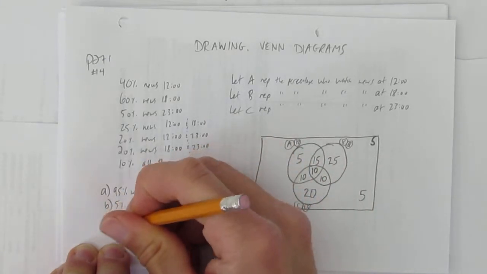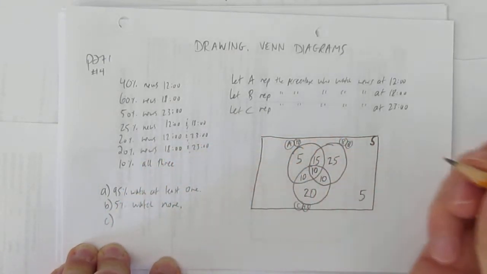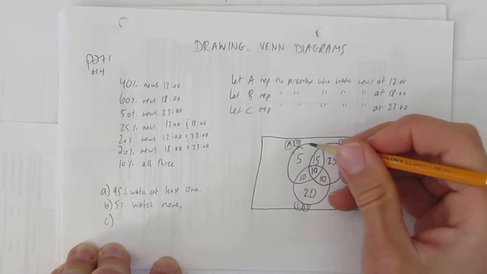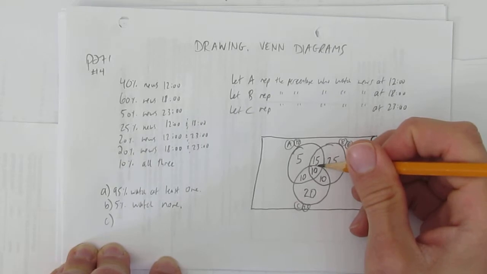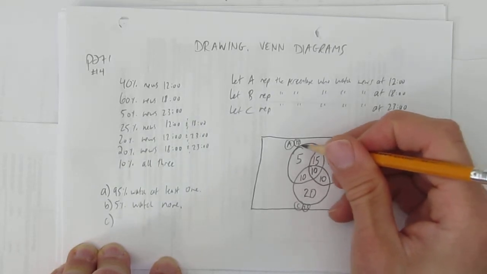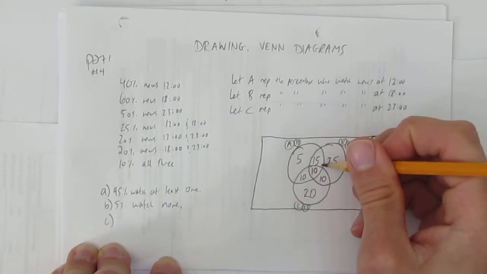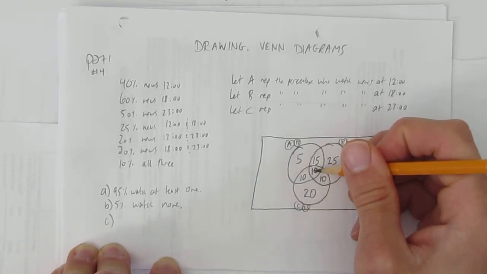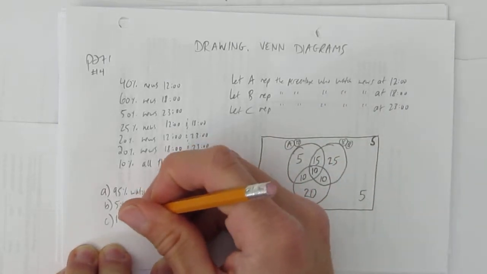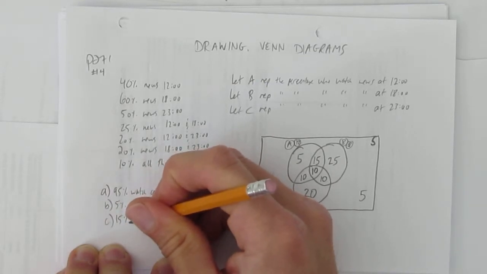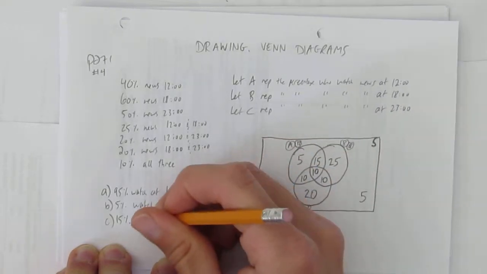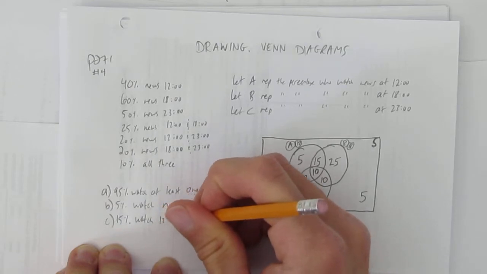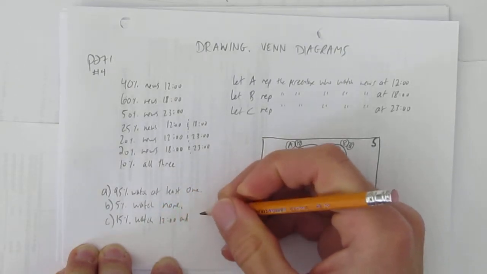C. What percent watch the news at 12 o'clock and 18 o'clock? So where's that? Here's 12, 18. So they watch the news at 12 and 18, but not 23. So I want in between 12 and 18, but not 23. And so that should be 15%. That is, 15% of the people watch the news at 12 and they're in the 18 bubble, but they're not in the 23 bubble. Which is 12 o'clock and 18 o'clock.